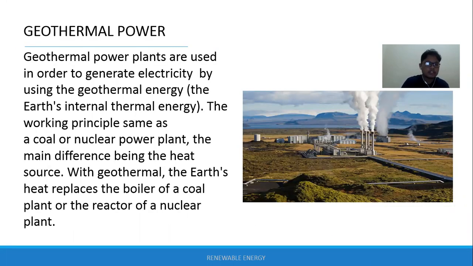Geothermal power. Geothermal power plants are used to generate electricity by using geothermal energy, or earth thermal. The working principle of a geothermal power plant is the same as the coal power plant and the nuclear power plant. It still uses steam to rotate the turbine, but we can replace the boiler of the coal power plant, or the reactor of the nuclear power plant, with earth thermal.